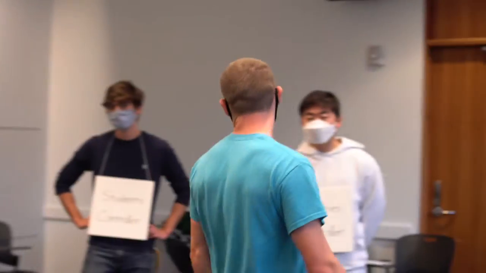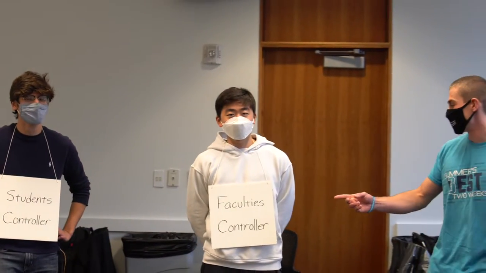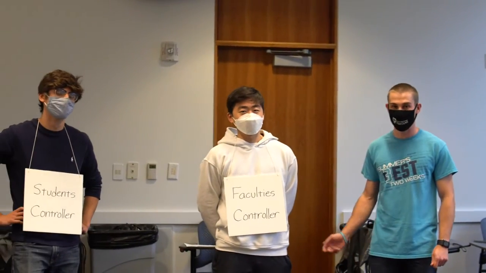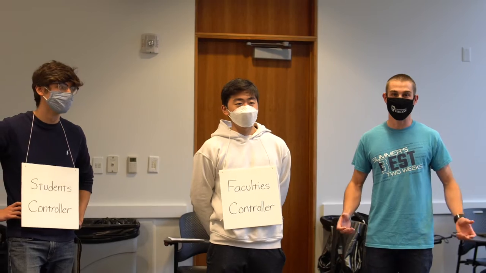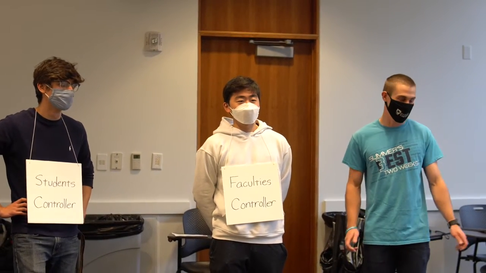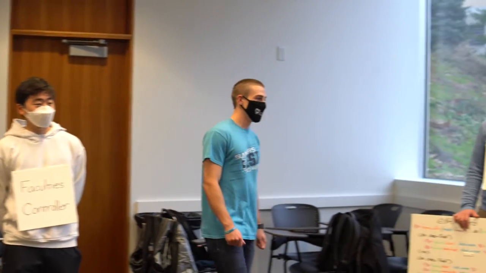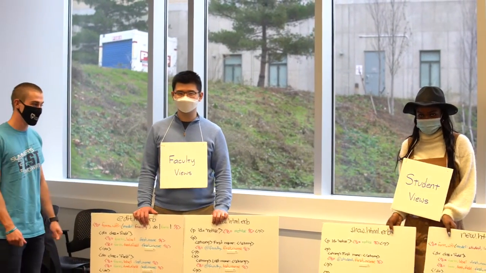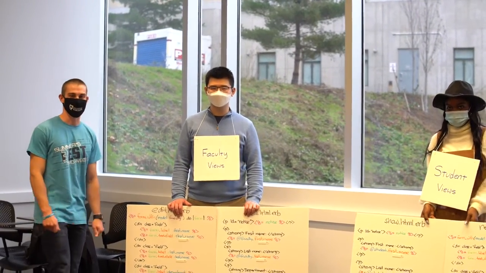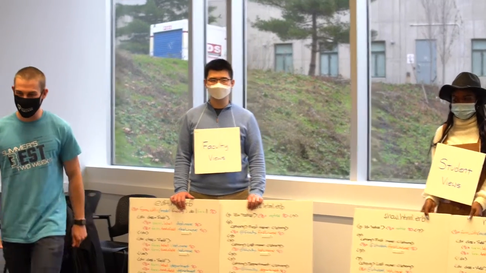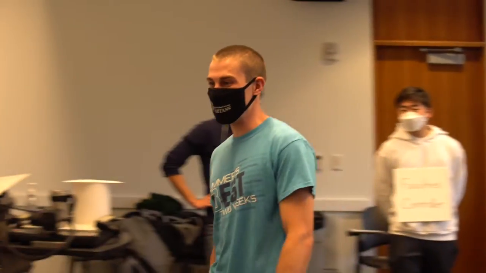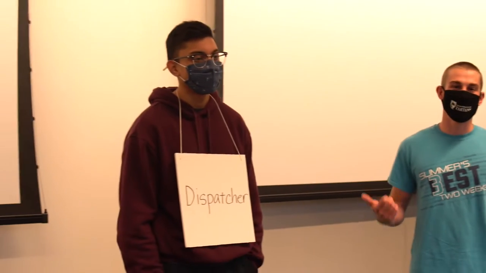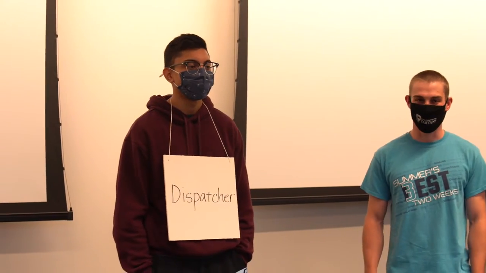We'll come over to the other side of the room, and we see two controllers, the students controller and the faculty's controller. Remember, they're going to be in charge of the whole operation. They know what's going on everywhere. And we've got two views. We've got views for the faculty and views for the students, and they are good at looking good. Last but not least, we'll come over to our dispatcher. Now the dispatcher is in charge of getting the ball rolling. They start everything off for us.